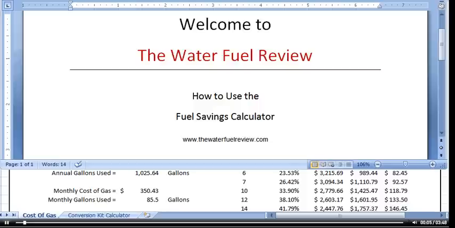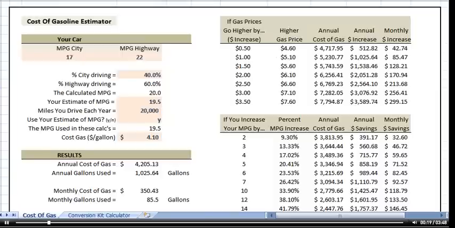This is a quick overview of how to use the fuel savings calculator. We're just going to quickly show you a couple screenshots of what the fuel savings calculator has to offer to give you a sense of what you'll get when you buy the calculator. The first page is the cost of gasoline estimator.